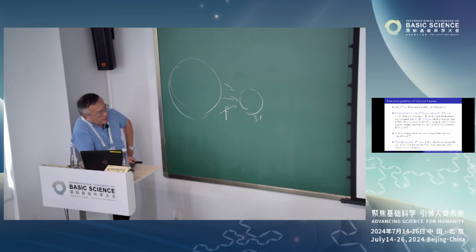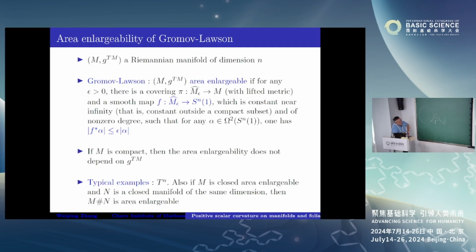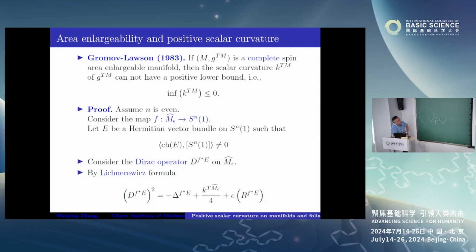Also, if you have an area enlargeable manifold, then the connected sum with any other closed manifold of the same dimension is also area enlargeable. Then the famous theorem of Gromov and Lawson says that if you have a complete area enlargeable spin manifold, and we assume spin because we use the Dirac operator, then the scalar curvature of the metric cannot have a positive lower bound. That means the infimum of the scalar curvature is less than or equal to 0. The proof is indeed very simple, so let me outline it in two slides.